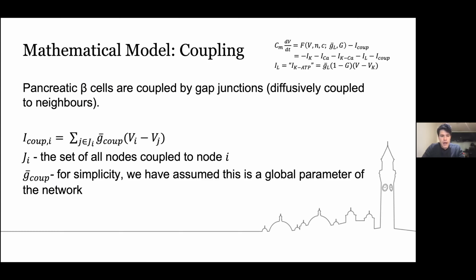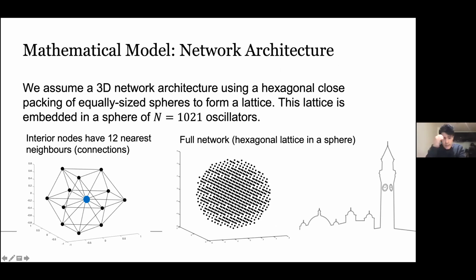So if cell I is connected to cell J, then cell J is connected to cell I, and we couple these in a network which has the following architecture. It's a 3D network which uses hexagonal close packing of equally sized spheres to form a lattice. That's shown here on the bottom left. Here we have a central node, and it has 12 nearest neighbors, and it shows all of their connections. So each node in the interior of the lattice will have 12 connections.